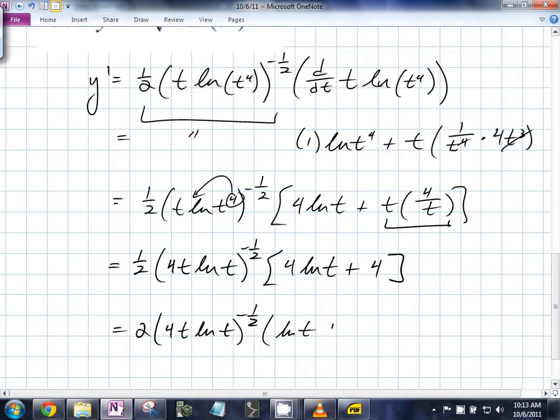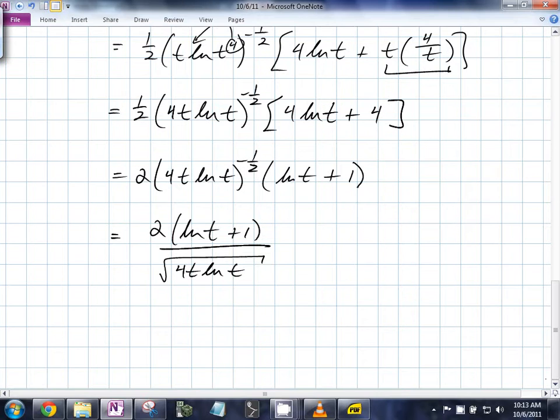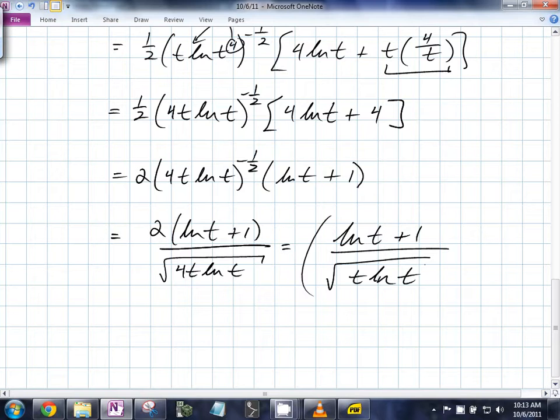So that's fine. You might also see it written out as 2 ln t plus 1 all over the square root of 4t ln t, and there's still one more thing you could do. The 4 that's sitting there turns into the square root of 4 on the outside, so it cancels. You end up with ln t plus 1 over the square root of t ln t. So yeah, after a certain point it becomes algebra, but that's gonna happen.